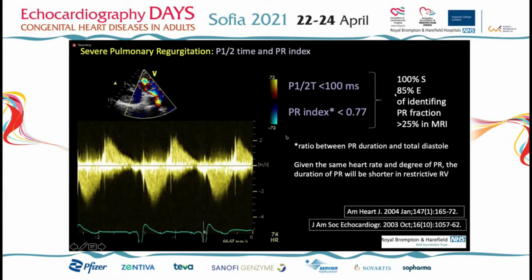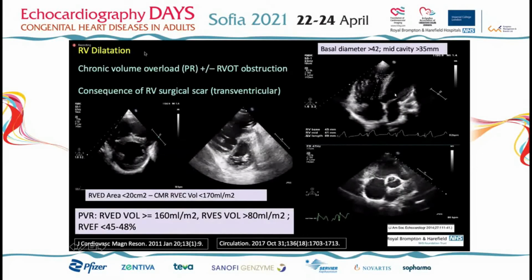And the PR index is the relationship between the duration of the PR and the whole diastole. So if we measure the duration of the PR until it ends, and we do a ratio of that divided by the whole duration of the diastole, we get an index, which is the PR index. And if this is less than 0.77, we know that it is correlated with severe regurgitation in MRI. So it's important we do that also with every case.